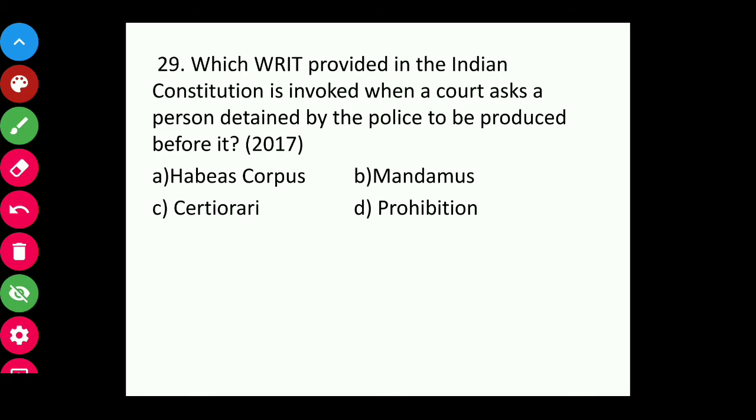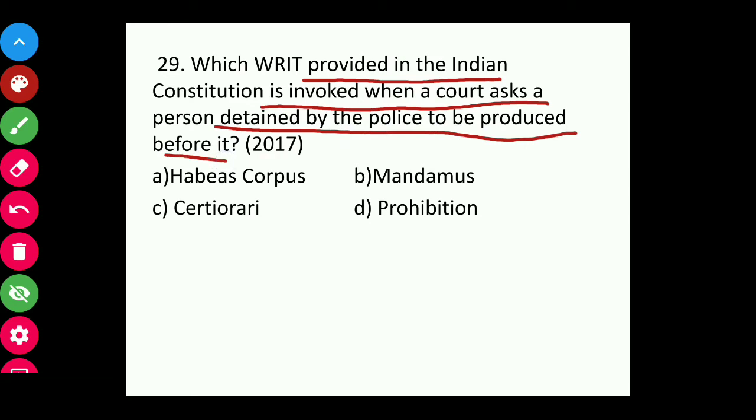29. Which writ provided in the Indian Constitution is invoked when a court asks for a person detained by the office to be produced before it? A. Habeas corpus. B. Mandamus. C. Certiorari. D. Prohibition. So the answer is habeas corpus.